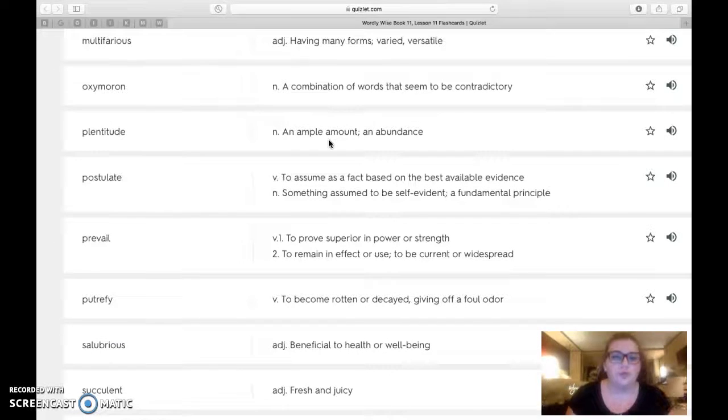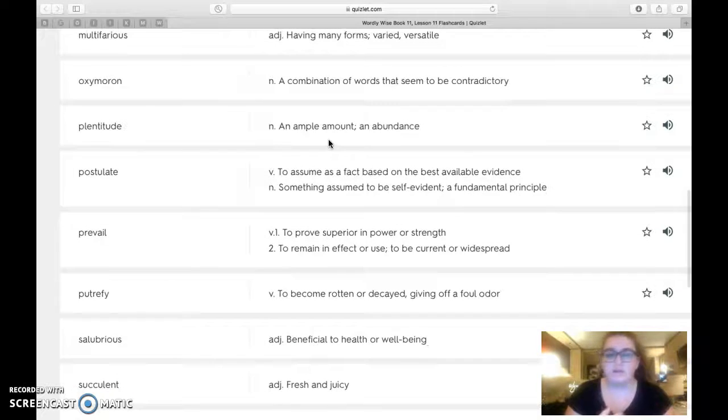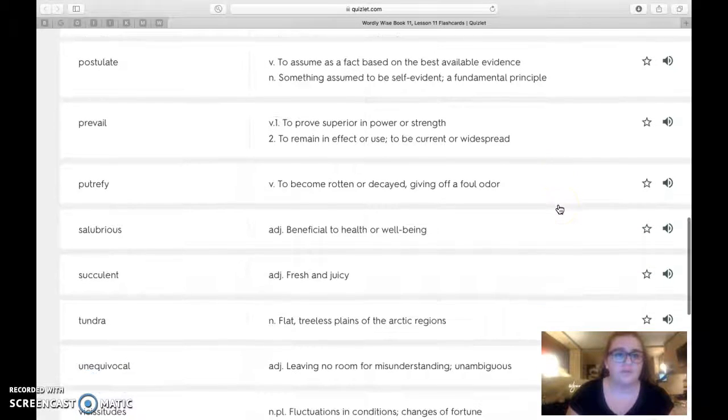Oxymoron. Okay, oxymoron, we learned about this, and it's a noun, and it means a combination of words that seem to be contradictory. So that would be like maybe clearly misunderstood, act naturally, pretty ugly, a combination of words that contradict each other. And the next word is plentitude, and that means an ample amount and an abundance. So we had a plentitude of food this Christmas and Thanksgiving because obviously that's an abundance of it, especially knowing Armenians, we always make more than what's necessary.